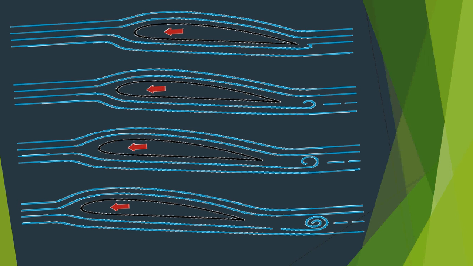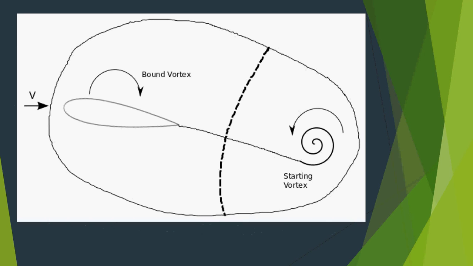If you notice, a trailing vortex is formed at the back of the airfoil, so to maintain the overall circulation at zero, circulation is also formed over the airfoil surface. When this circulation is equal to the circulation of the starting vortex, at that time the stagnation point will stay at the trailing edge of the airfoil. See, the same thing is explained here about the circulation.